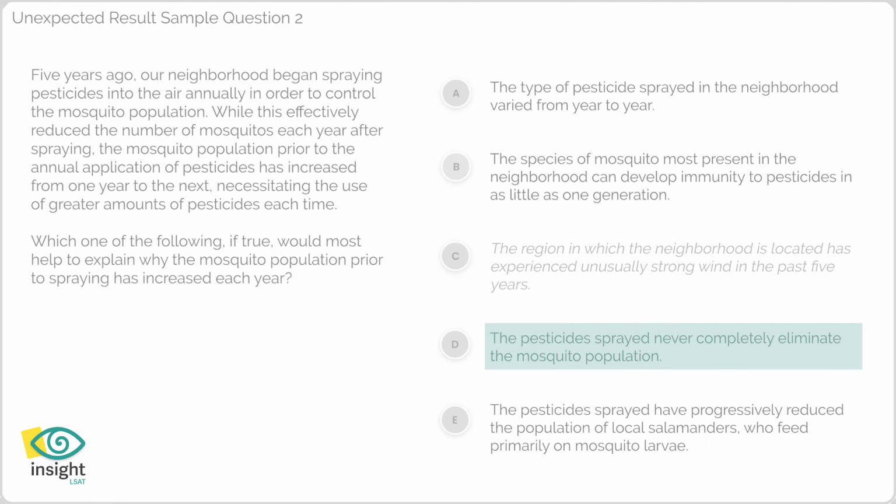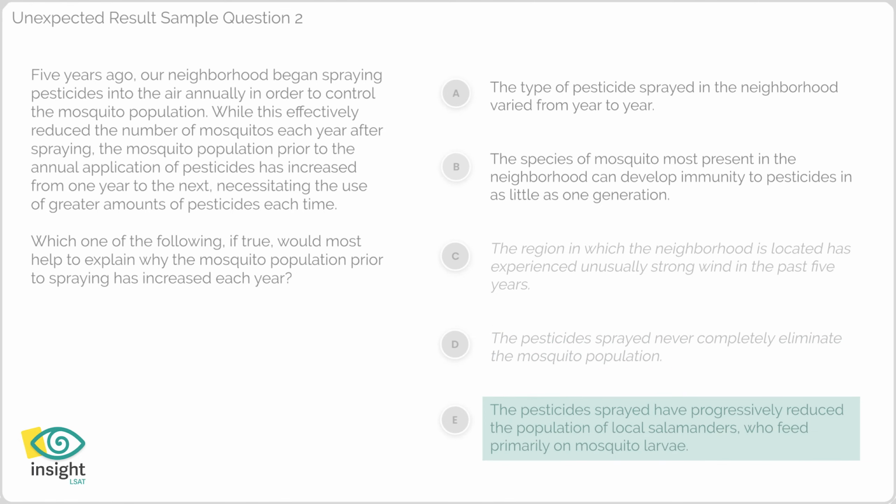The pesticides sprayed never completely eliminate the mosquito population. Sure, I figured they weren't perfect, so maybe this explains why they come back at all, but the weirdness we're dealing with isn't about that. We're trying to figure out why they come back more and more each year. This one doesn't help. It's out.